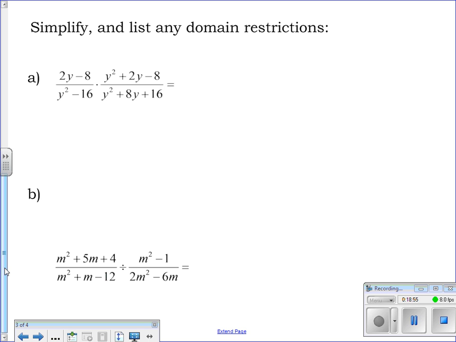Factor them. Okay. So I have 2y minus 8. I can factor out a 2: 2 times y minus 8 over y squared. Oh, sorry, not y minus 8. That was my bad. That would be y minus what? 4. Thank you. Factor y squared minus 16. Difference of squares: y plus 4, y minus 4.